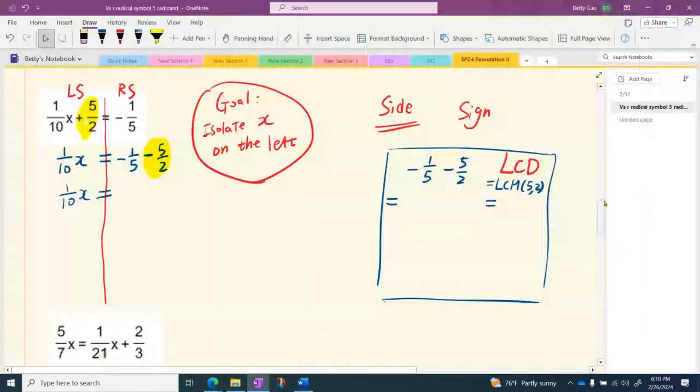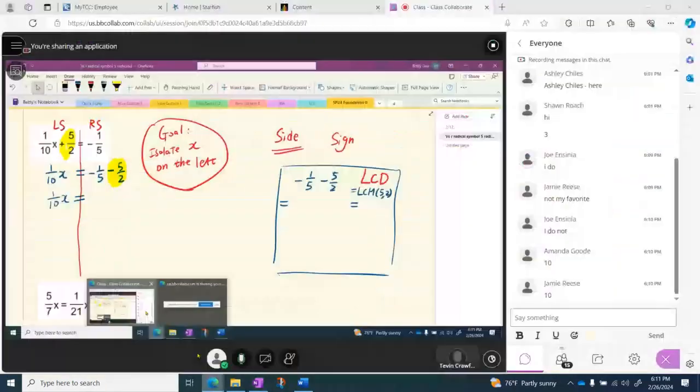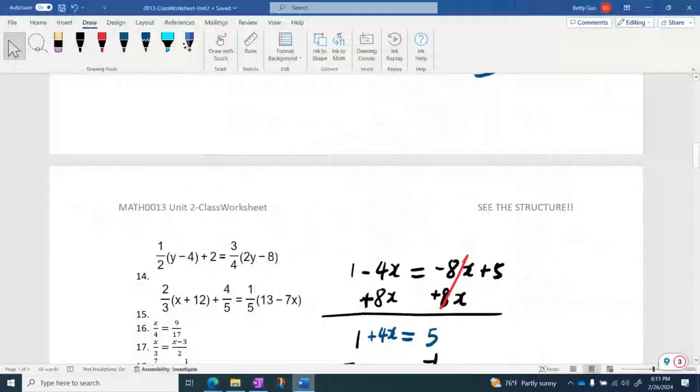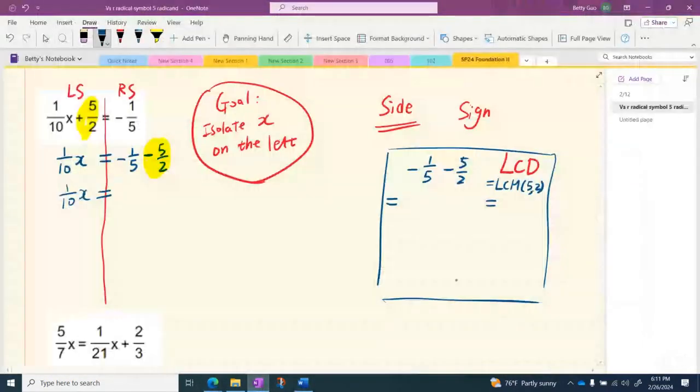Okay, so let's be patient with this question. Anyone can tell me what's the least common multiple of 5 and 2? Let me remind you, 5 is prime, 2 is prime. So the two numbers are co-prime. Second special case, 10. Awesome, very good. Exactly, it is 10. We are going to rewrite the two fractions to their equivalent fractions with the denominator 10.